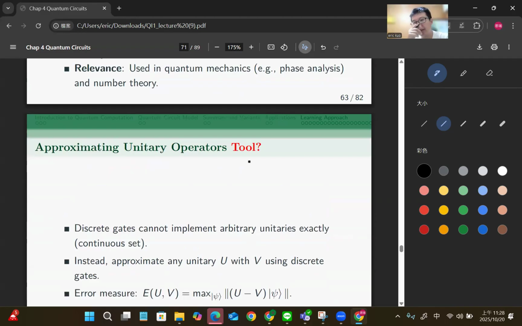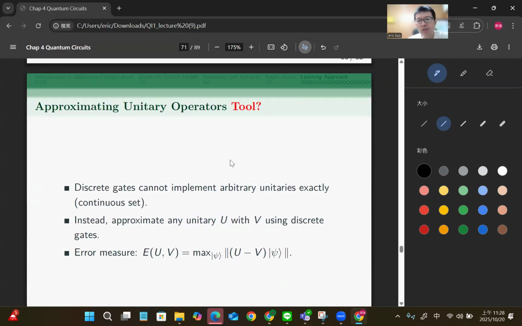Okay, so in order to make it very concrete, we need to use some mathematical tools. It's basically terminology. A discrete gate set cannot implement arbitrary unitaries, right? Because it's trivial: all the unitaries are uncountable, but if you have a finite gate set and you take products of it, then the set is countable, so these two cannot be the same. So we can only do the so-called approximate case. Okay, so I give you two unitaries U and V. Then I can use this error measure: I pick all the states and take the one which maximizes this difference. Okay, so this is the error measure. Hopefully this is intuitive.